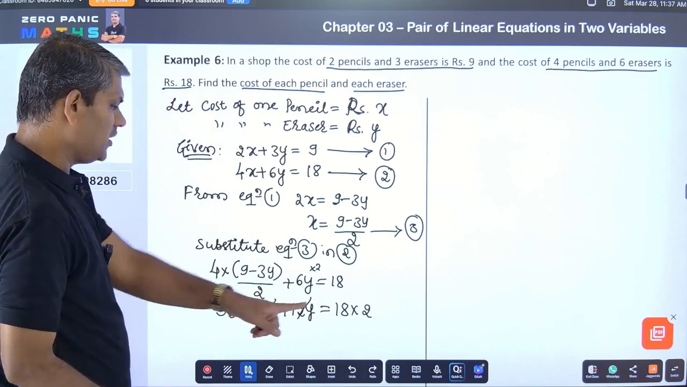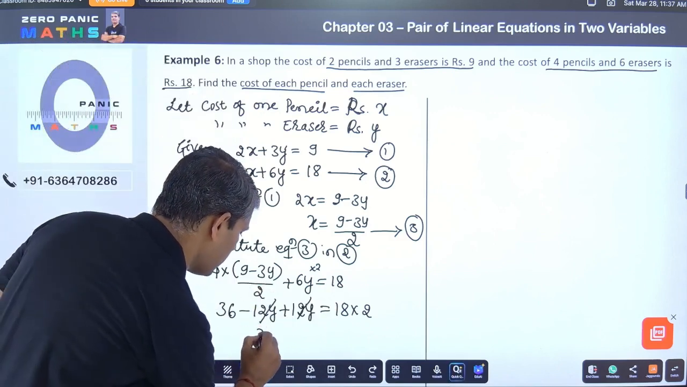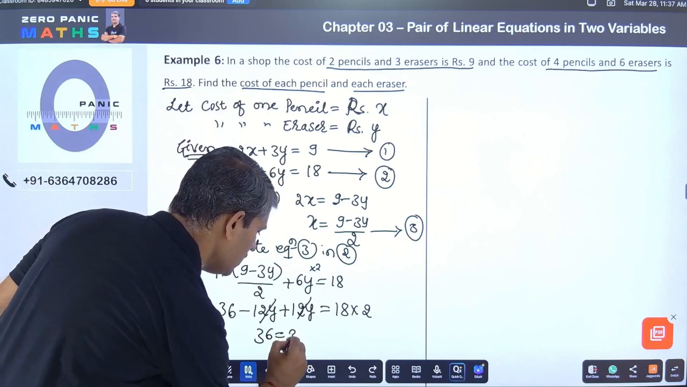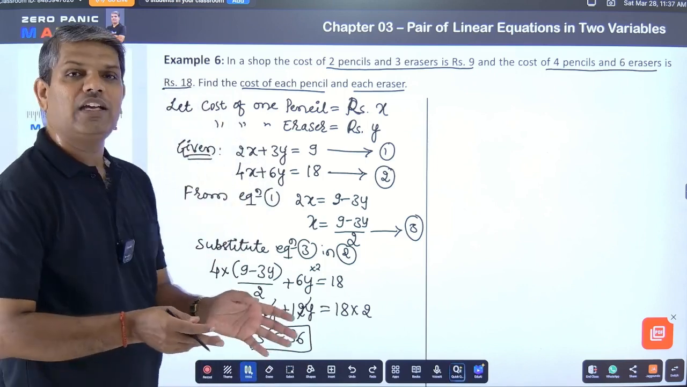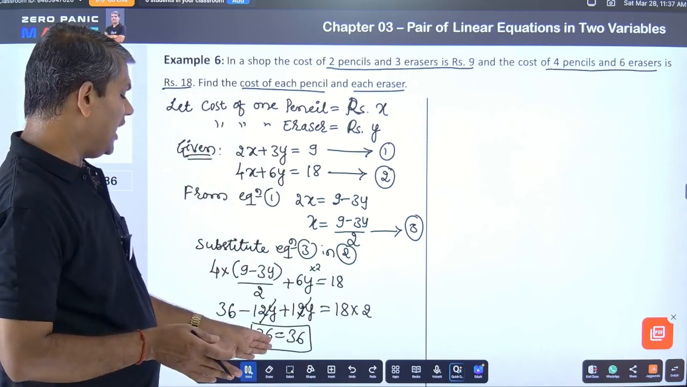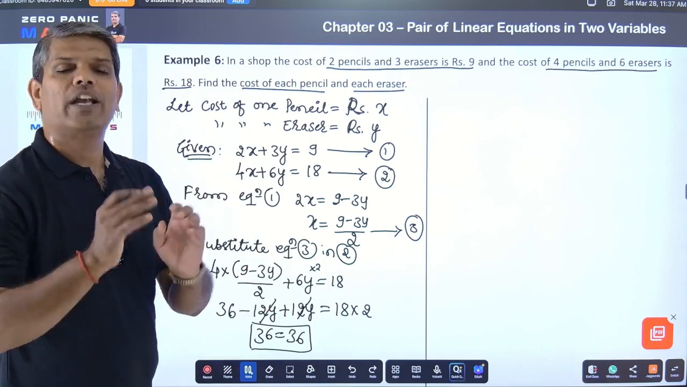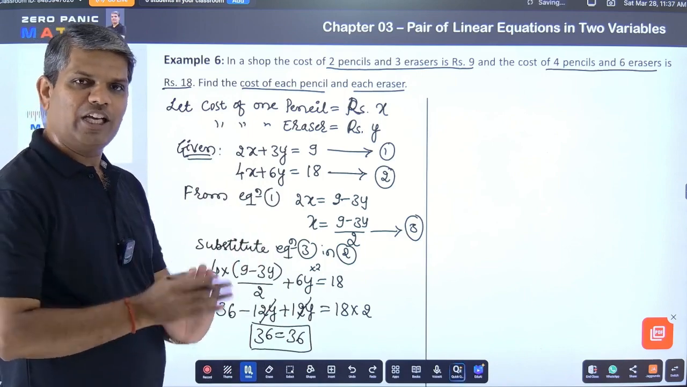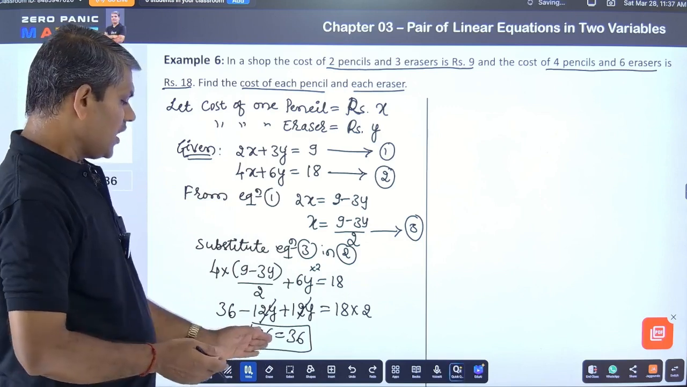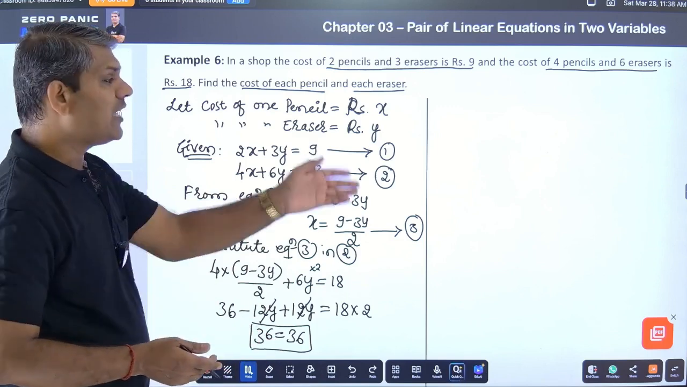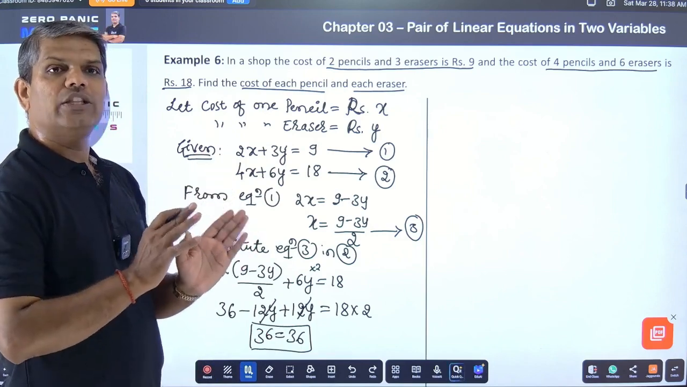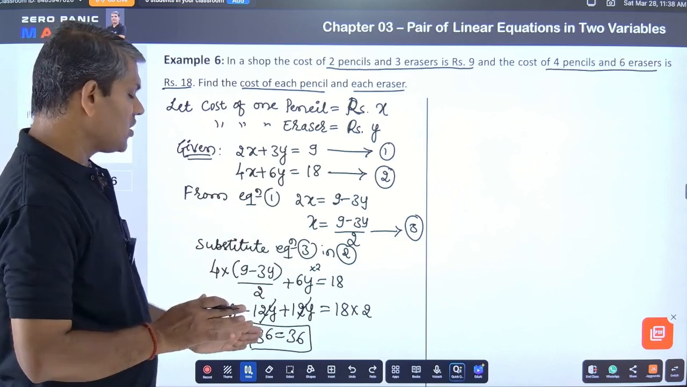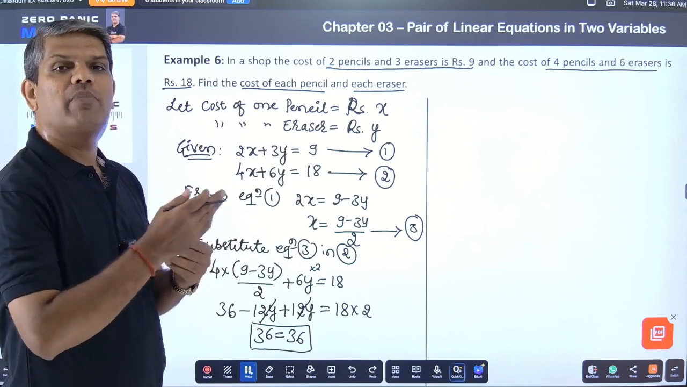And what is the equation I'm getting? 36 is equal to 36. So you are not going to get the value of y directly here. We are getting a true value. 36 is equal to 36 is a mathematically true equation, right? So we are getting a true value. So what is the condition in substitution method? If you are getting a true value, then it means that the equations are coincident and they have many solutions.